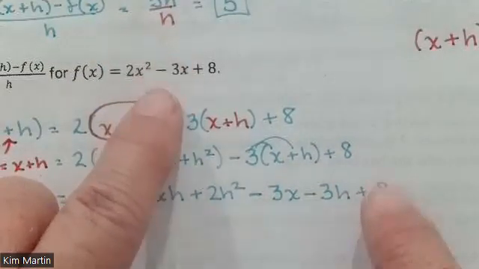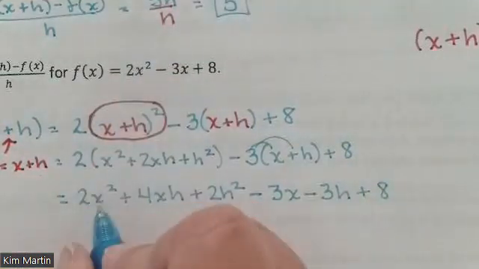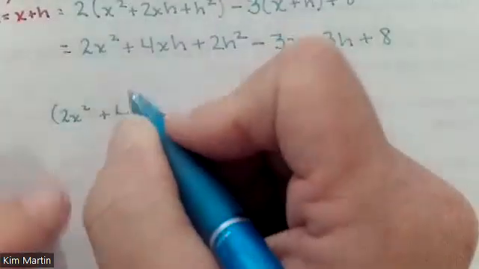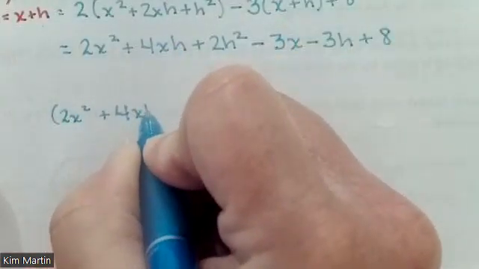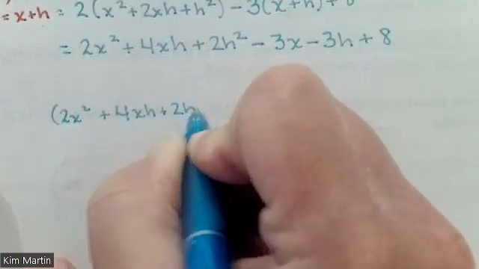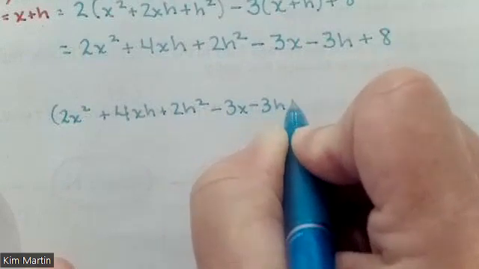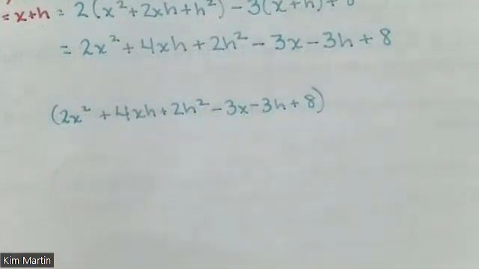That's all you're doing. You are going to take this here, 2x squared plus 4xh plus 2h squared minus 3x minus 3h plus 8. You take that whole answer from step 1.